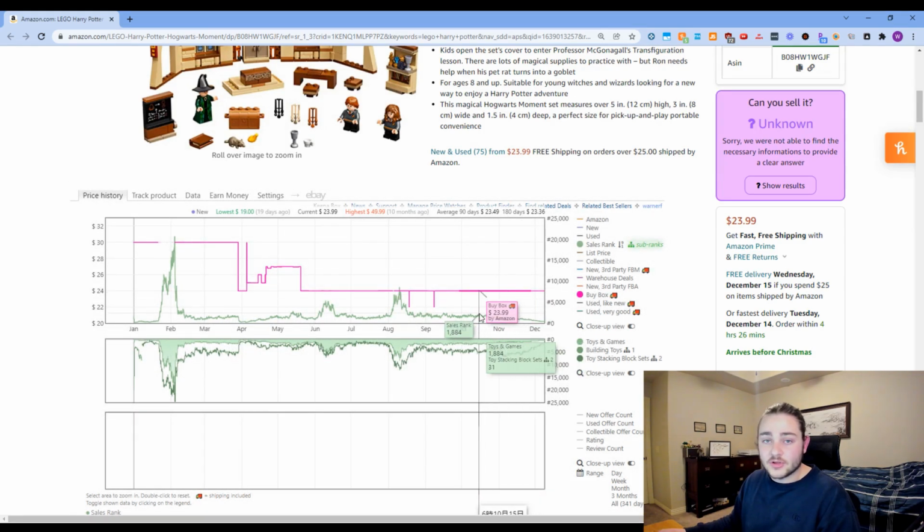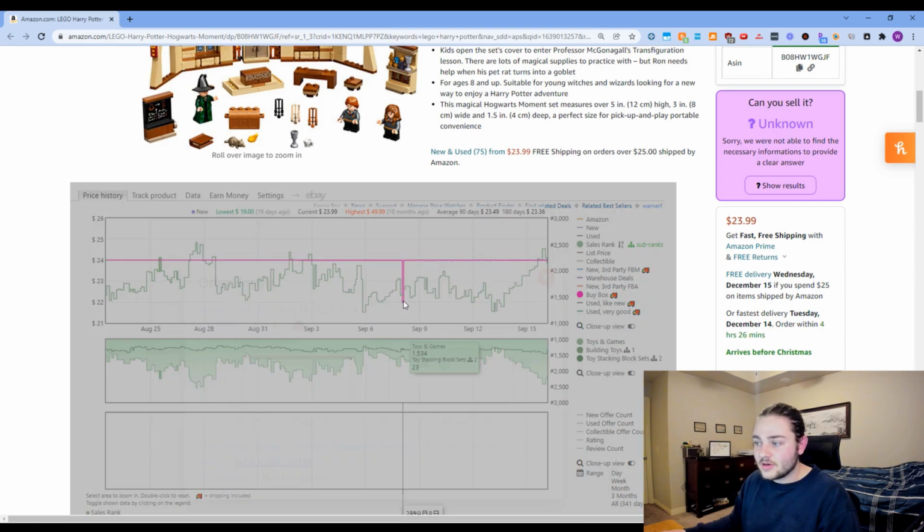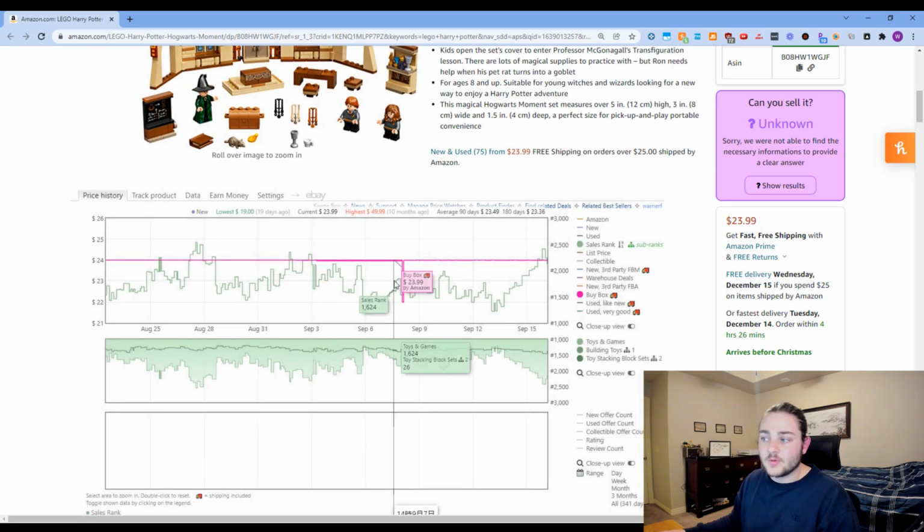That tends to be a lot more useful when you're looking at products where it's an FBA seller instead of Amazon. But this buy box price line is extremely important because this is what the item was actually selling for. So we can go ahead and zoom in here. I'll show you. Looks like someone was able to sell this item. Looks like it sold out in probably like 10 minutes.